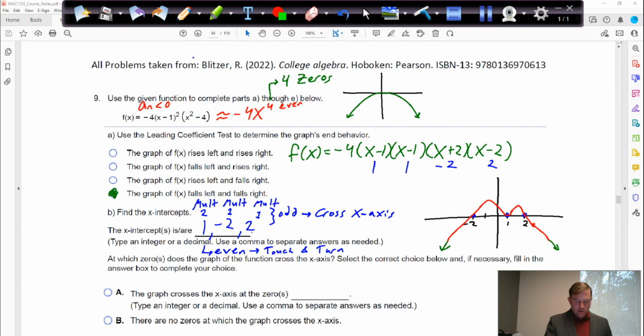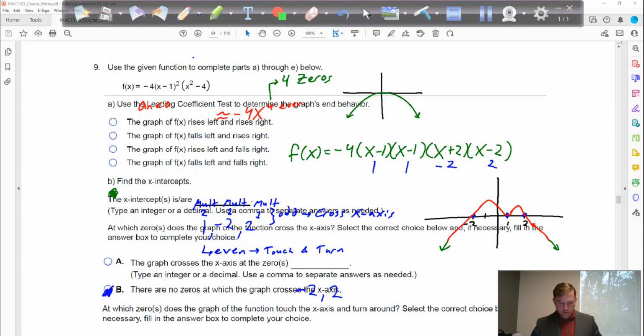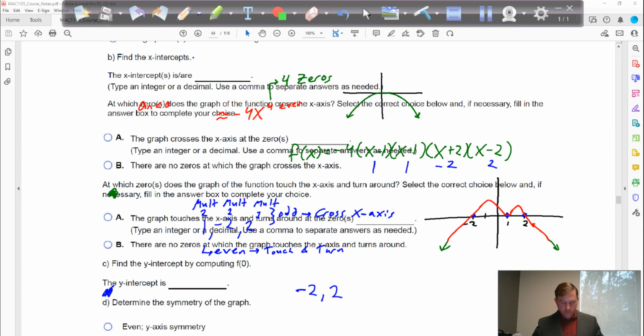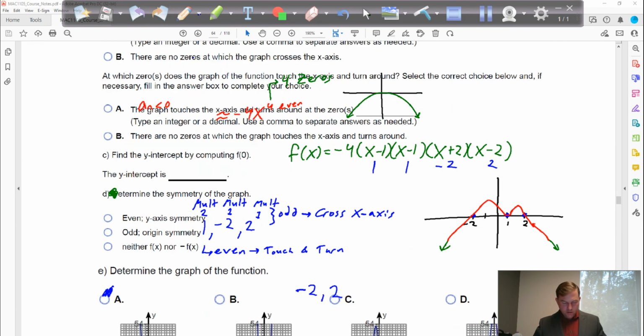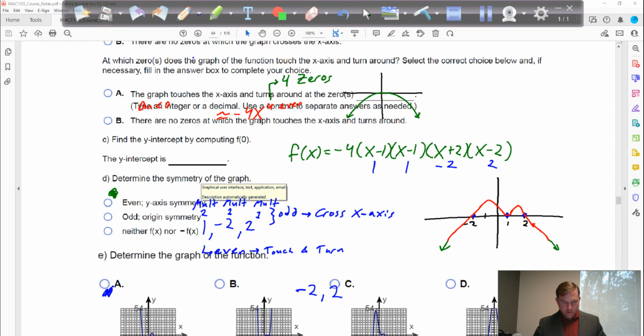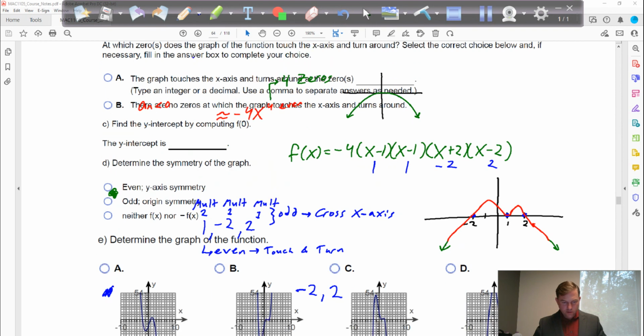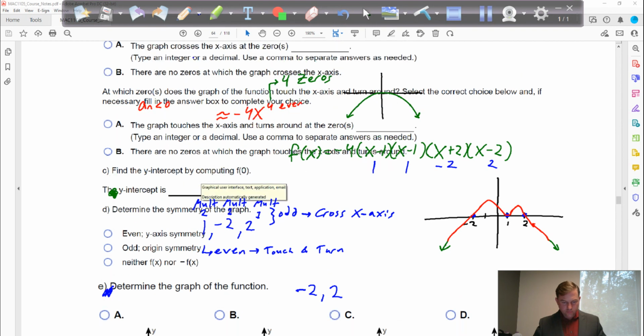Okay, this one says the graph crosses the x-axis at which zeros? Well, it's going to cross at minus 2 and positive 2. Okay, let's see what's next. I want to keep the drawing if I can. So let's go down. So we need this one. So let's try to keep that drawing.